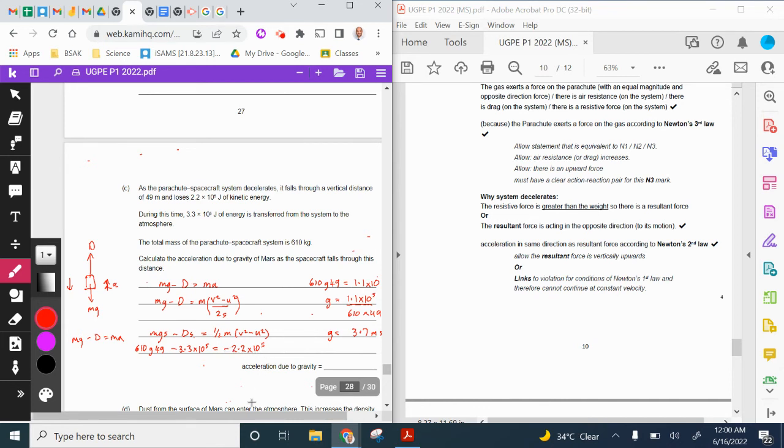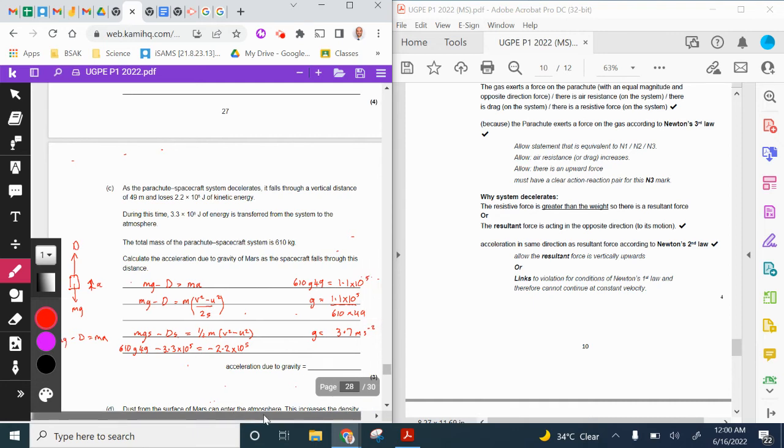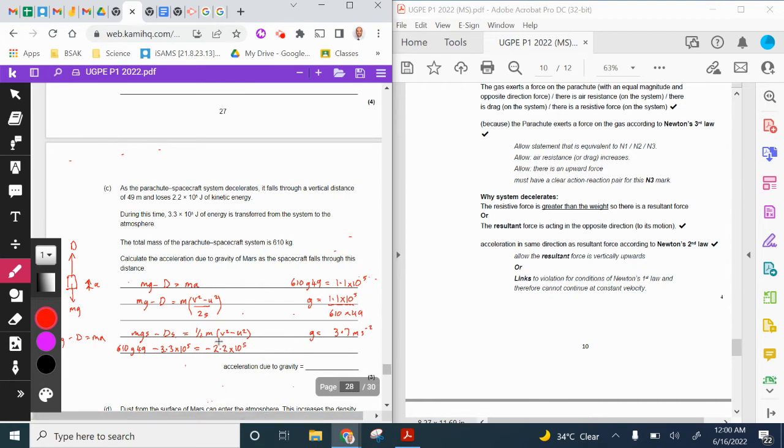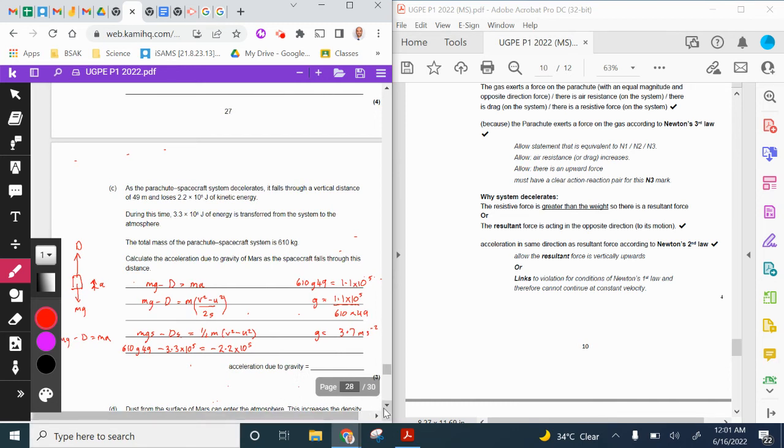And this is one of the things that most students would have made a mistake on. But nevertheless, you would have picked up at least 2 marks if you didn't. Now, if we move everything across, we end up with 1.1 times 10 to the 5. And that equals 610 g times 49. Rearrange that, and that equals 3.7 meters per second squared. I think this is the hardest question on the paper. If you got it, excellent. If not, any mark was a bonus.